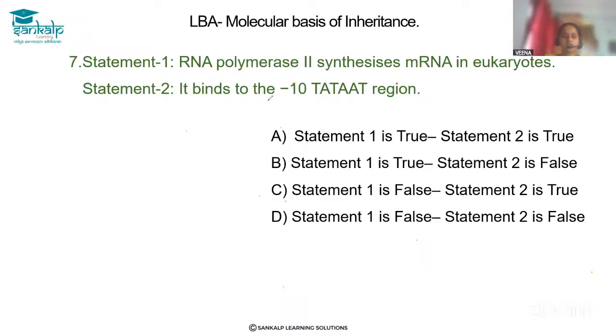Let's solve question 7. Statement 1: RNA polymerase 2 synthesizes the mRNA in eukaryotes. Statement 2: It binds to the minus 10 TATAAT region. So dear students, let's solve this question. The first statement, RNA polymerase 2 synthesizing the mRNA. So what is this process? Synthesizing the mRNA from the DNA strand.